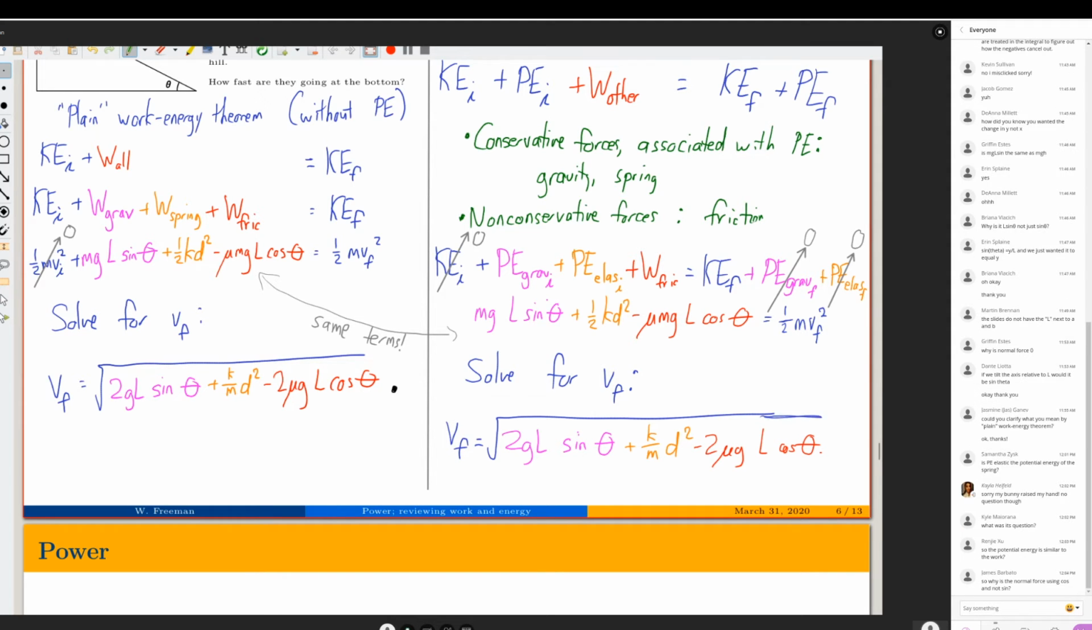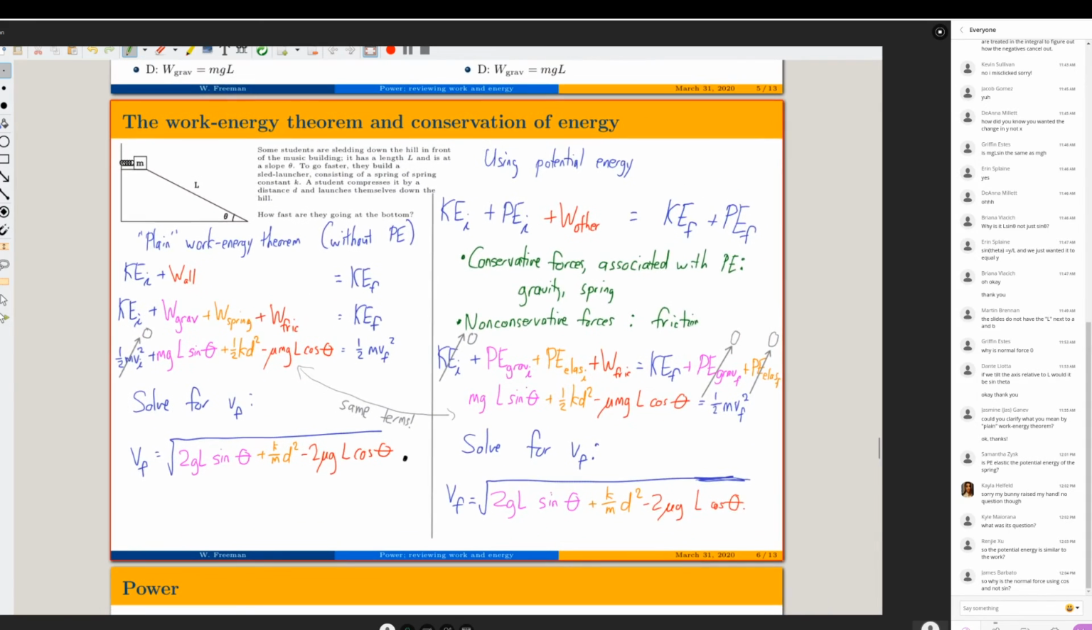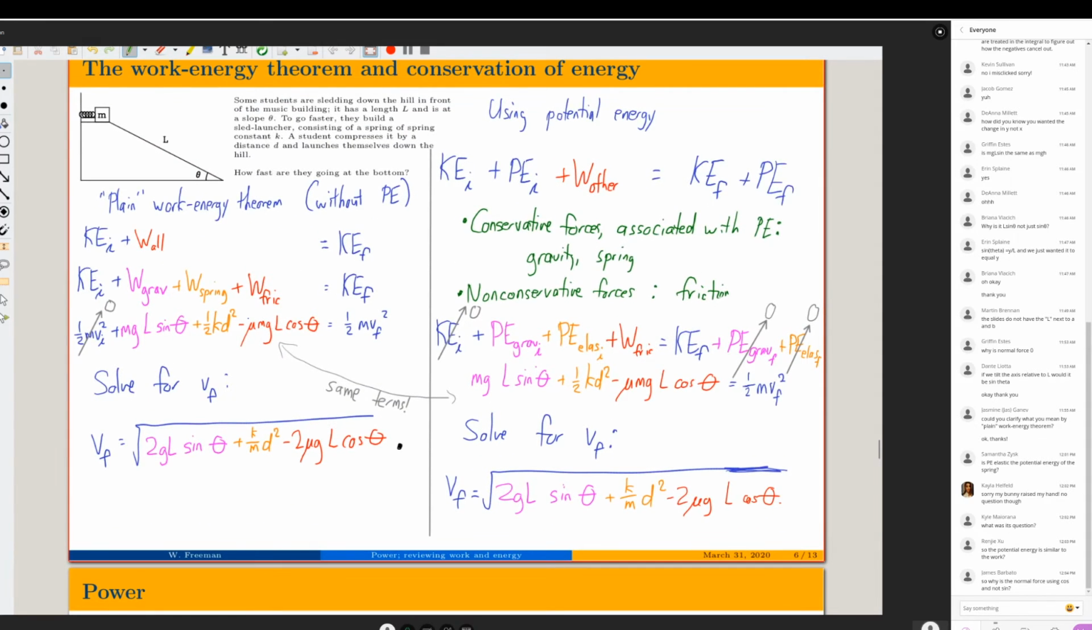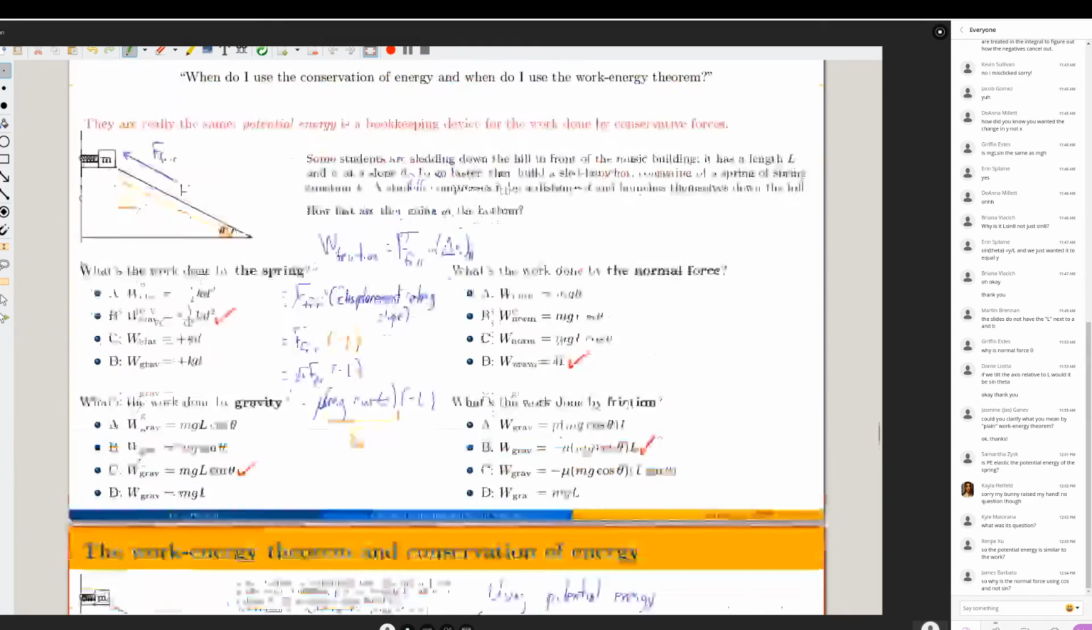So I've gotten a lot of questions from students about how do I know when to use potential energy? How do I know when to use the work energy theorem, when to use potential energy? As you see here, it comes out the same either way. James asked, why is the normal force using cosine rather than sine?